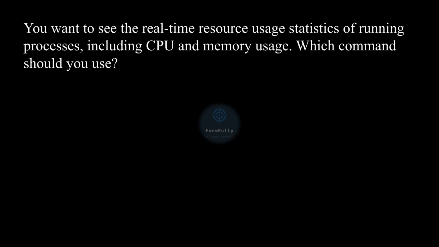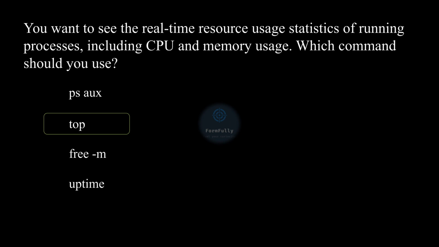Next, you want to see the real-time resource usage statistics of running processes, including CPU and memory usage. Which command should you use? Options are ps aux, top, free -m, uptime. The correct option is top. The top command provides real-time resource usage statistics of running processes, including CPU and memory usage.